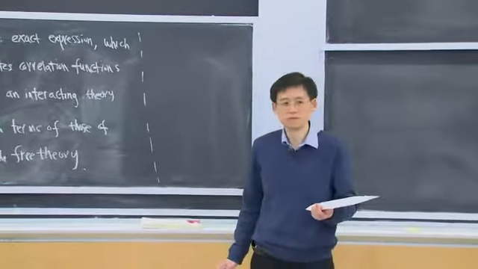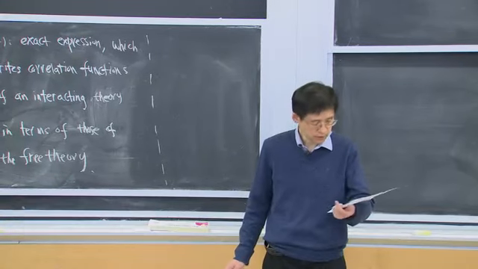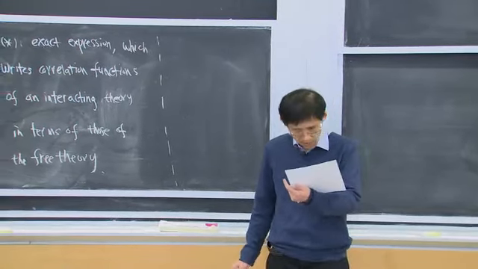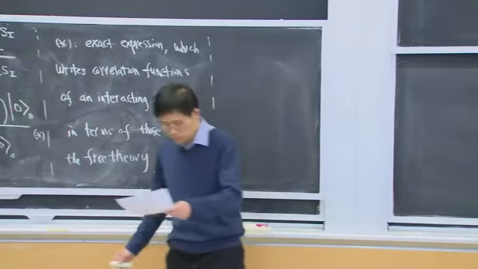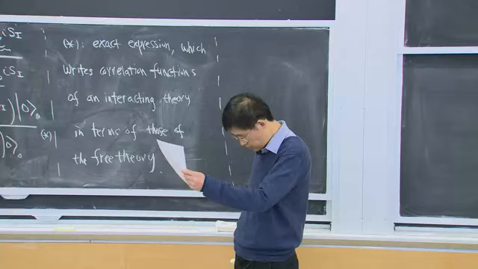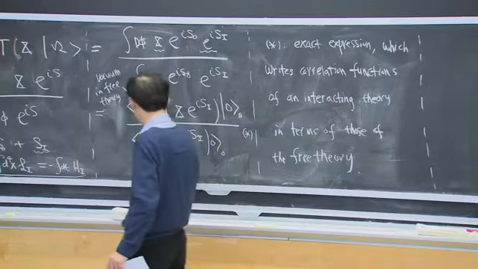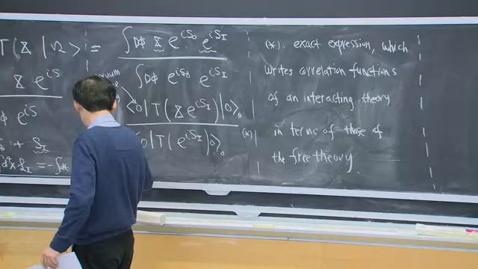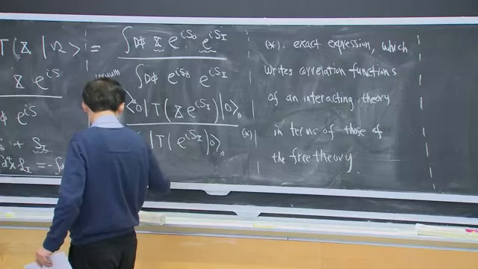Other questions? Okay. And this is precisely the expression derived in Peskin. So this equation is 4.31 of Peskin and Schroeder.